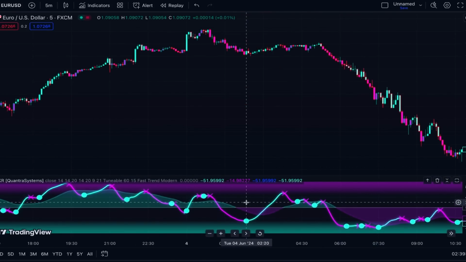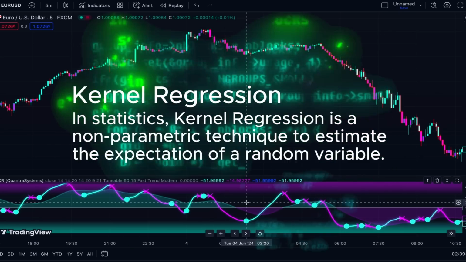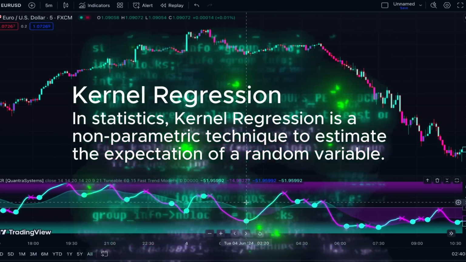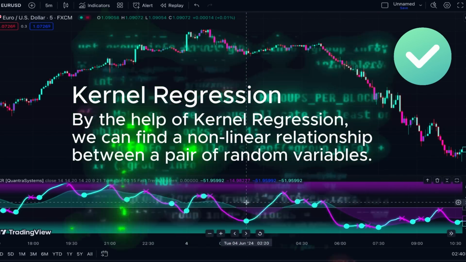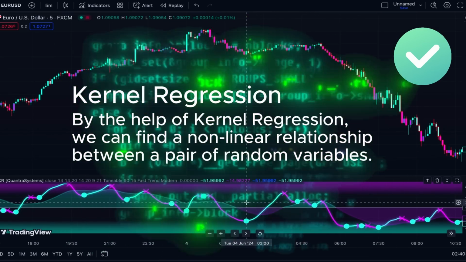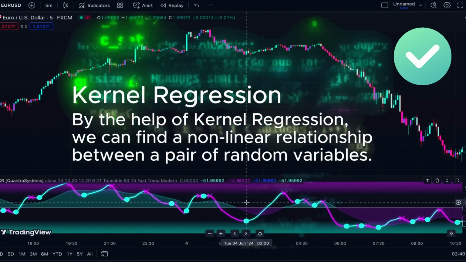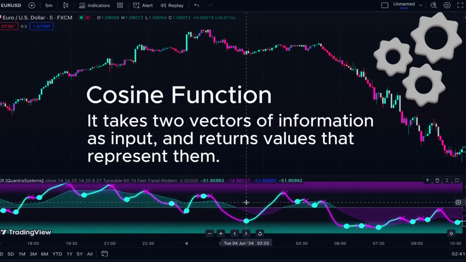This indicator is built based on kernel regression. In statistics, kernel regression is a non-parametric technique to estimate the expectation of a random variable, which in this context is the price. By the help of kernel regression, we can find a non-linear relationship between a pair of random variables x and y, which again in this context is an excellent choice because the price never moves linearly. This indicator uses cosine function for the kernel regression. Cosine kernels are defined as functions that take two vectors of information as input and returns values that represent them.